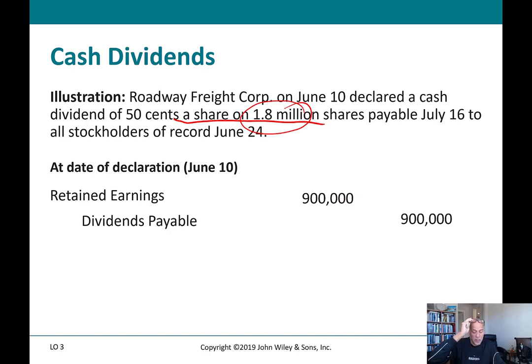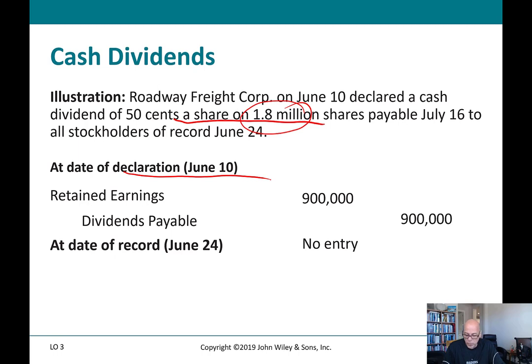50 cents, they don't say it there, but it's paid on the outstanding shares. 50 cents times 1.8 is 900,000. We go ahead and debit retained earnings on the date of declaration, right? 1.8 times 50 cents, 900,000. Debit retained earnings, credit dividend payable.